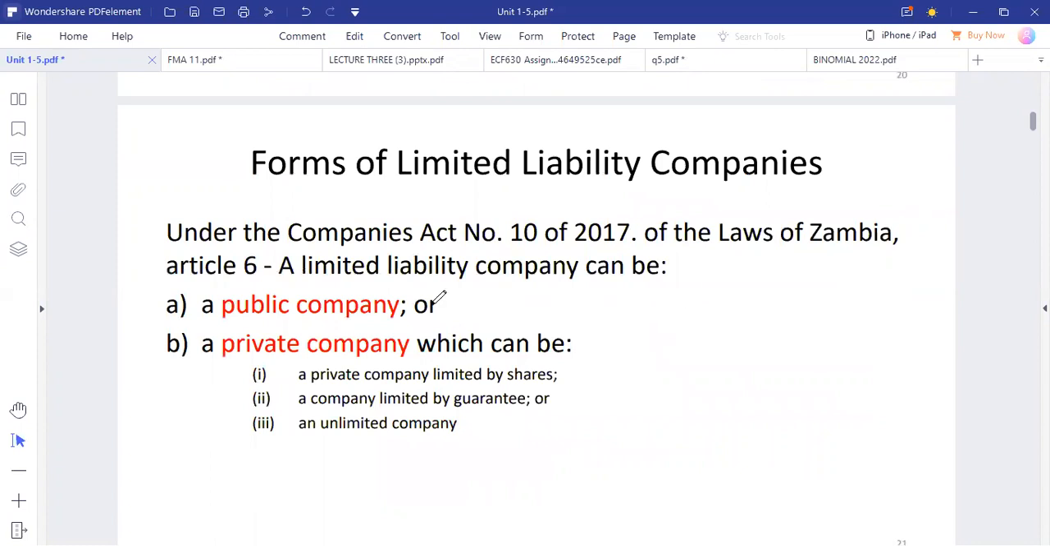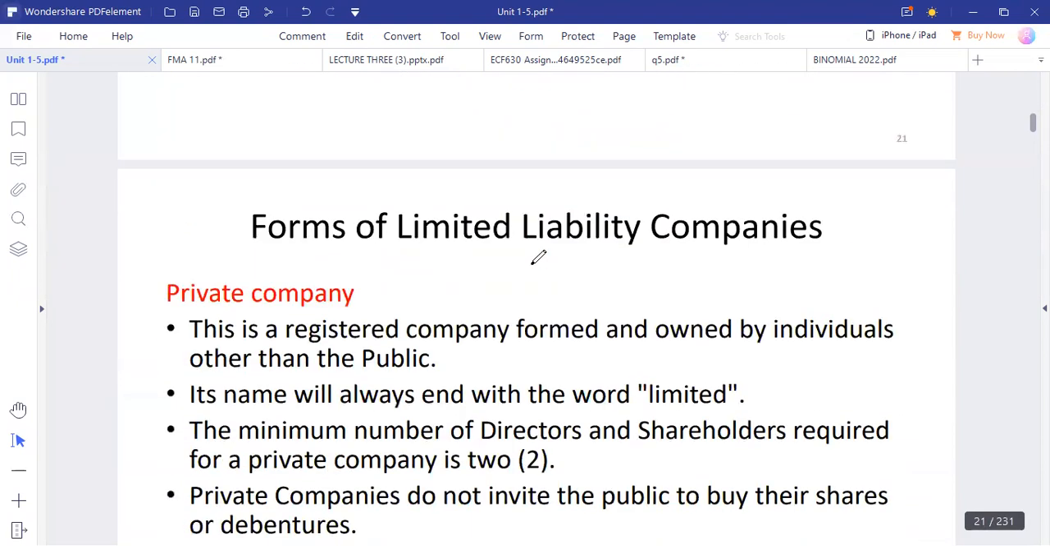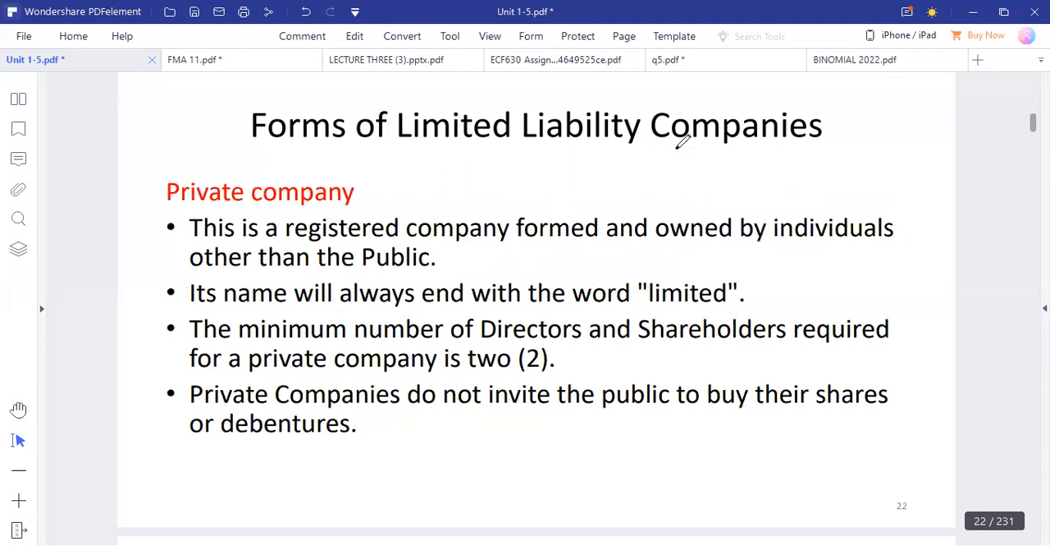So companies are subdivided into two. There's a public and a private company. A private company can be limited, but is formed by a family or a small group of persons. They are not allowed to trade their shares on the stock exchange, and can only sell their shares privately, whereas a public company can trade shares on the Lusaka Stock Exchange or any stock exchange, generally, if it's not in Zambia. So private companies are registered by individuals other than the public.